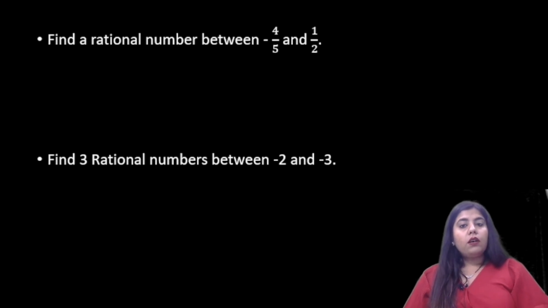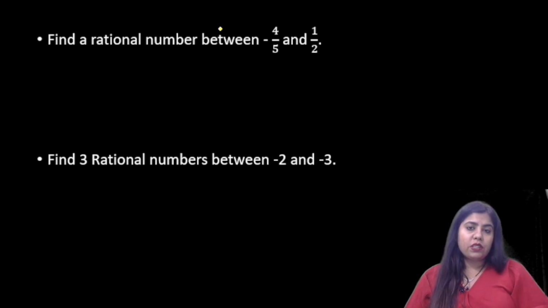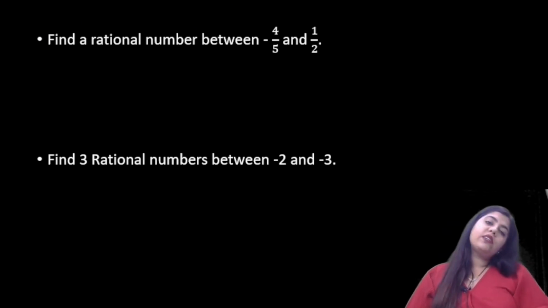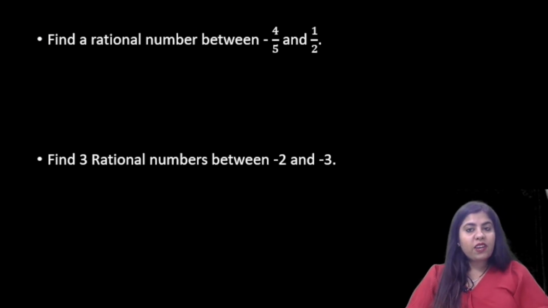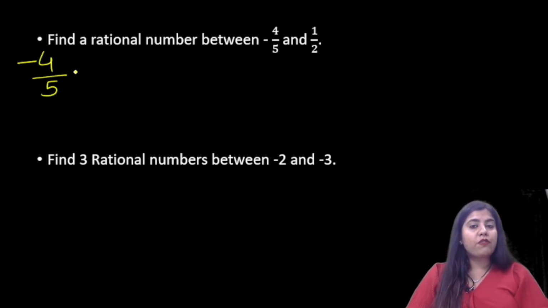Now again the same question but with different numbers. You have to find a rational number between minus 4 by 5 and 1 by 2. Again we can use the average method in this, as we have to find only one rational number. While using the average method, we just have to add both the numbers, minus 4 by 5 plus 1 by 2, and we have to divide by 2.